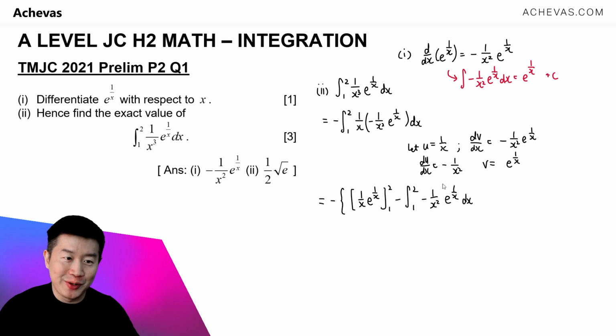And this is nice, right? Because the result of this integral can also be found using part 1. This is exactly the same expression. So integrating this, it is going to be e to the power 1 over x. Then we apply the definite integral stuff.